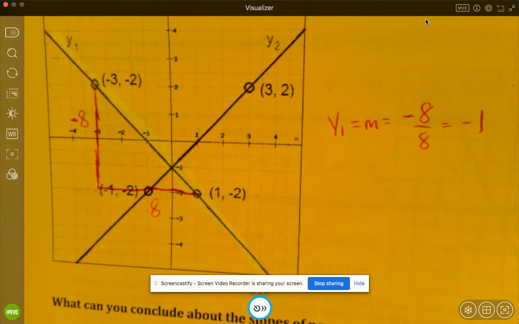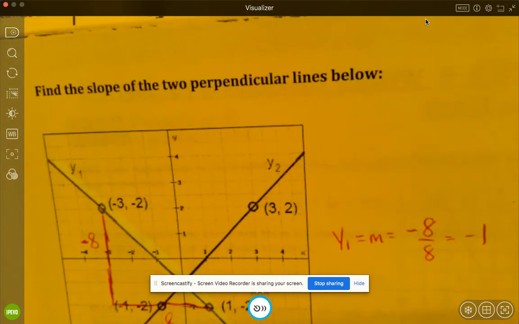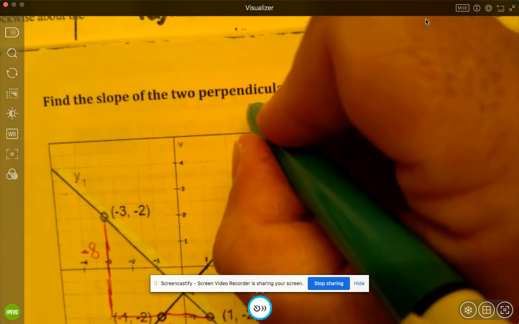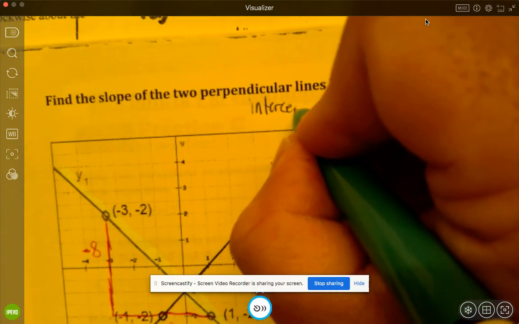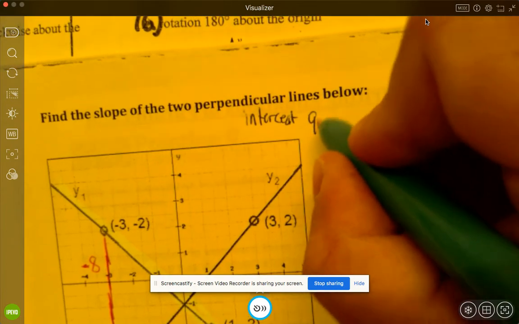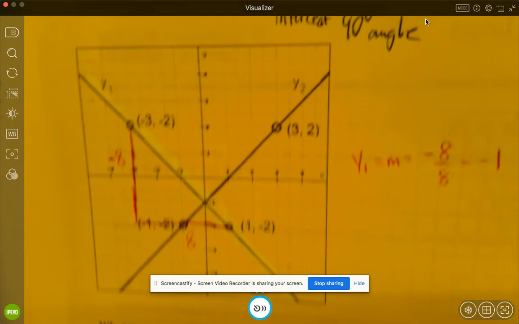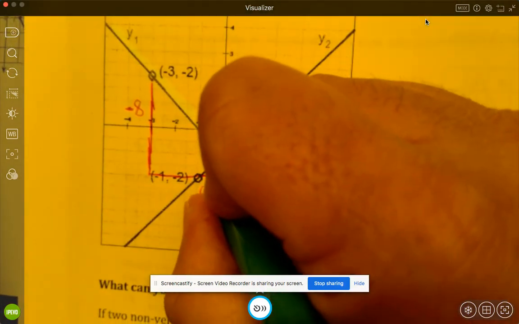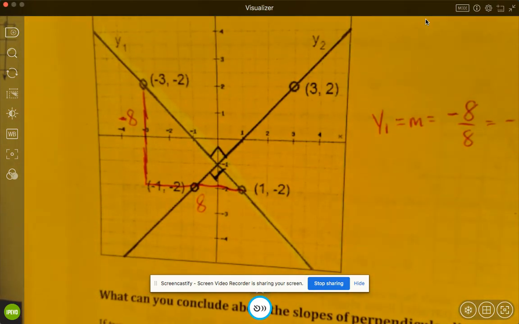Now let's look at the other line. Remember, to be perpendicular, I should have written this in here: perpendicular means that if the two lines do intersect, they intersect at a 90-degree angle. Unlike parallel lines that never intersect, this makes a 90-degree angle if they're completely perpendicular. That's 90 degrees.